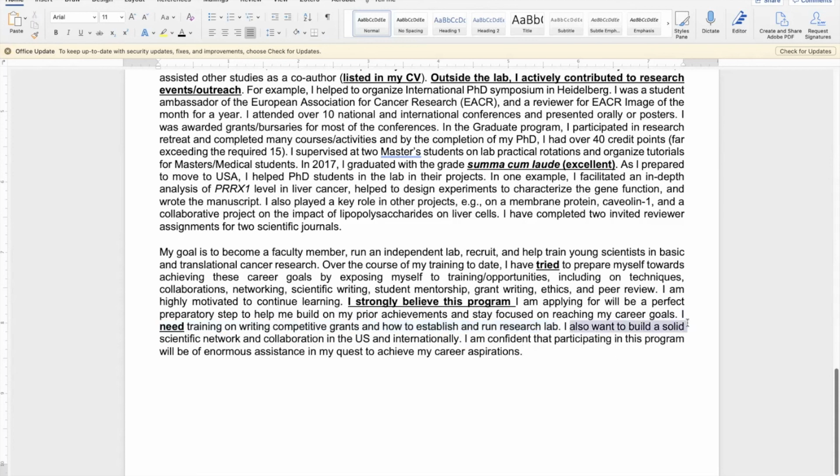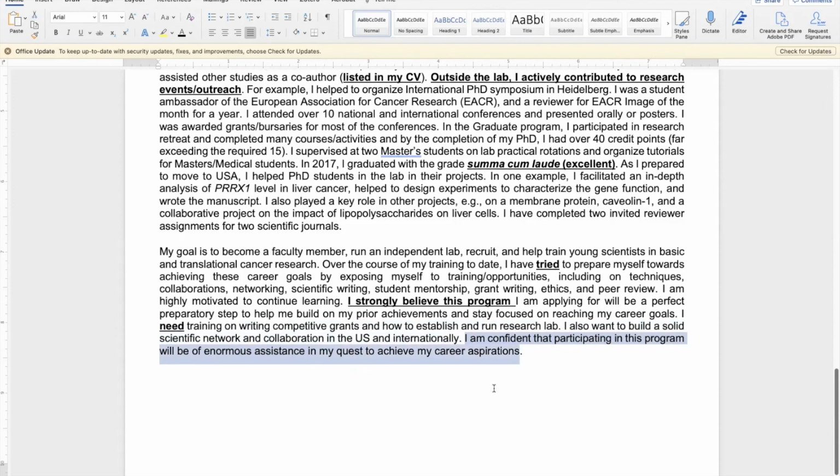I also want to build a solid scientific network and collaboration in the US and internationally. You have to express some other thing that you are looking forward to doing in this particular program or fellowship you're applying for. I am confident that participating in this program will be of enormous assistance in my quest to achieve my career aspirations.